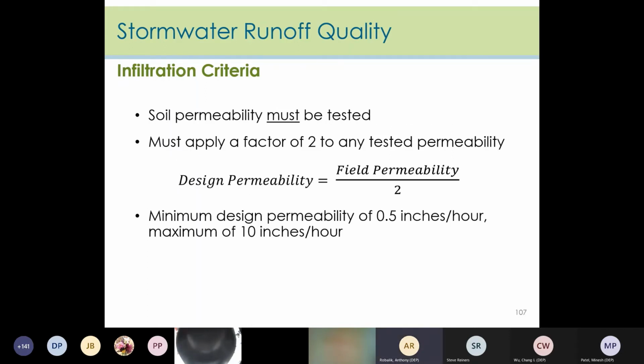Reviewers must check that the soil permeability was tested and a factor of 2 was applied to any tested permeability rate. And infiltration BMPs may have a design permeability between half an inch per hour up to 10 inches per hour.